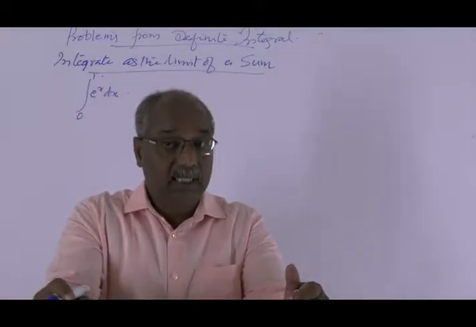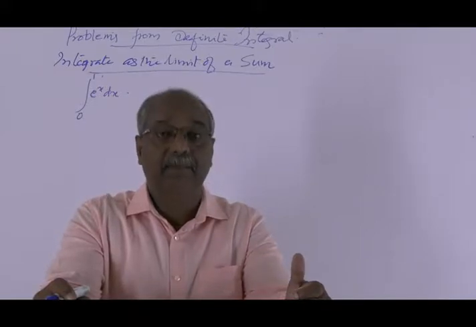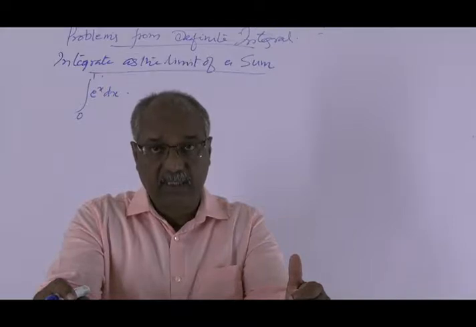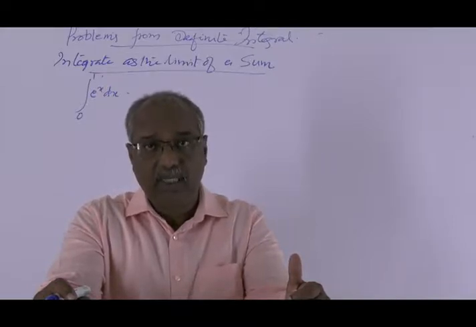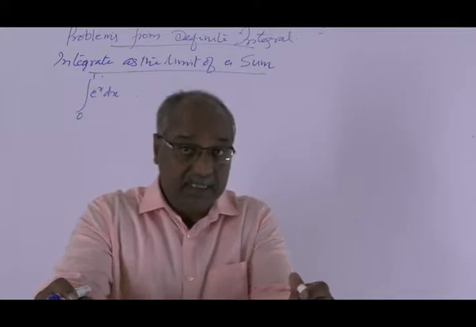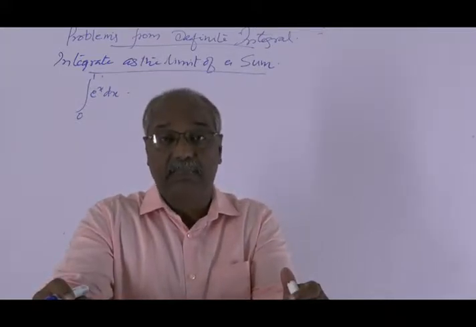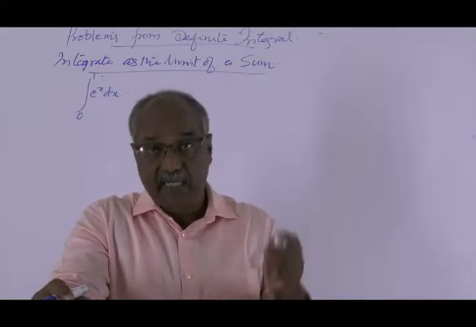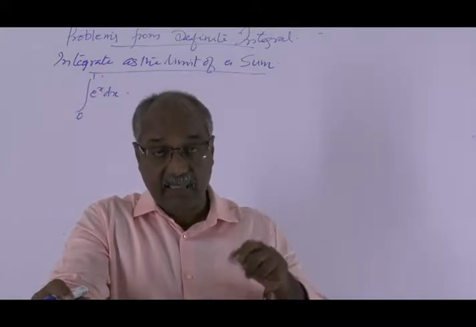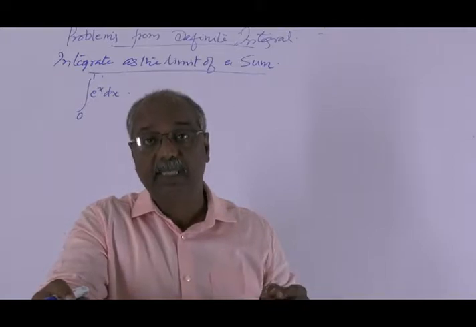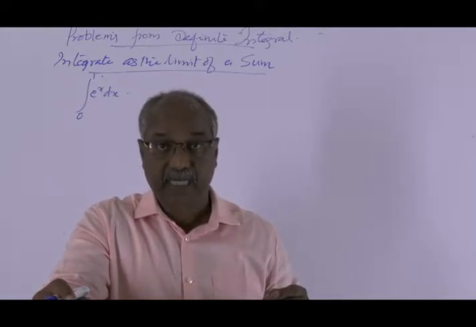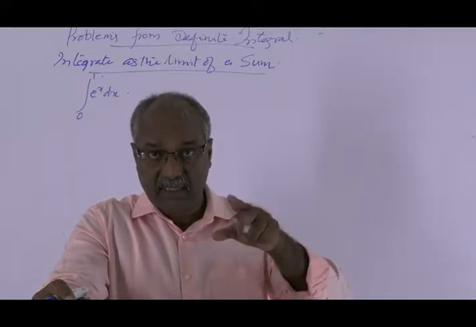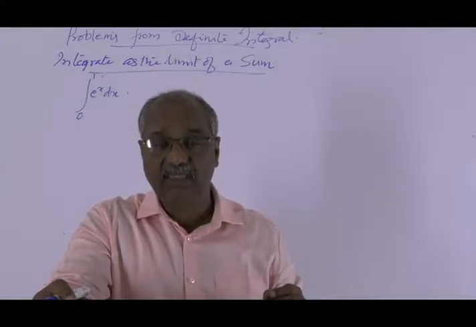We know the integral a to b of f(x) dx is (b minus a) into limit n tends to infinity 1 by n into [f(a) plus f(a plus h) plus f(a plus 2h) plus etc. plus f(a plus (n minus 1)h)], where a and b are the limits of integration, a being the lower limit and b being the upper limit, and h is the length of the interval, which is (b minus a) divided by n.